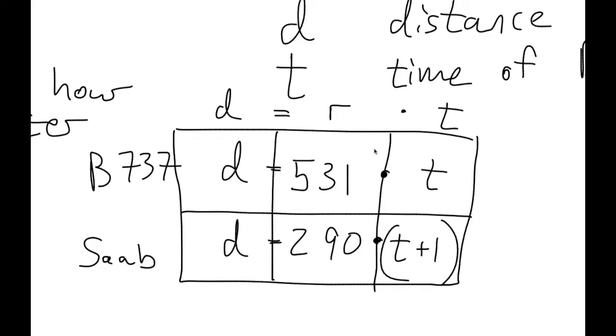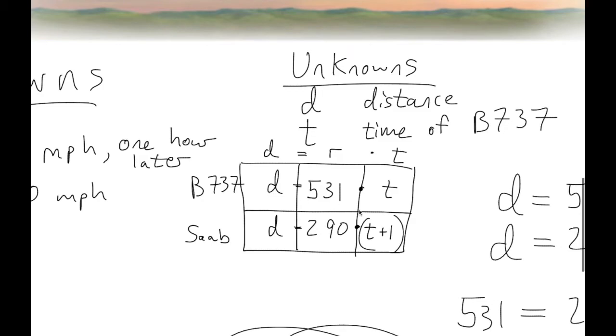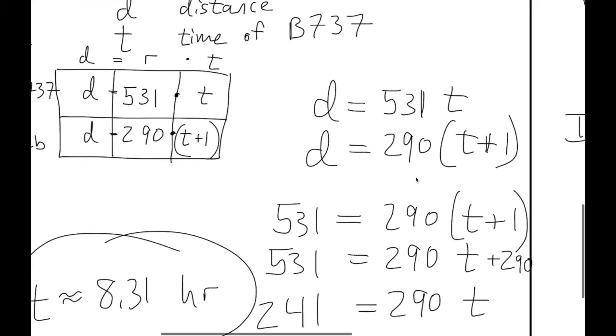So d equals rt: d equals 531t, d equals 290 times t plus 1. Once you fill in the box and decide on all three parts of both equations, then you can start solving a system of equations. And here you can use substitution. If this is equal to d and this is equal to d, then the two equations should equal each other.